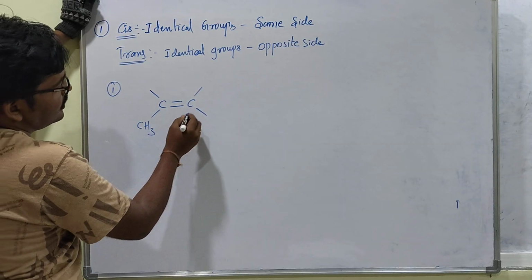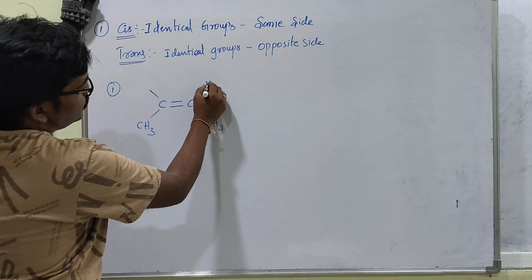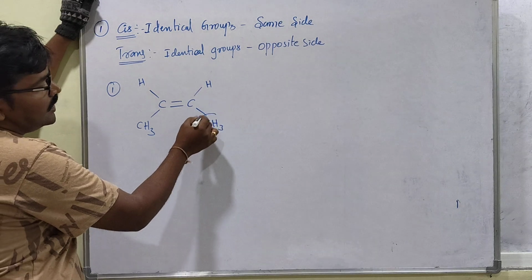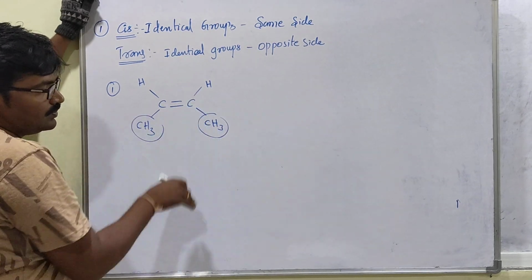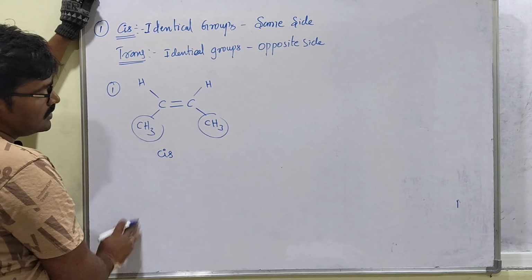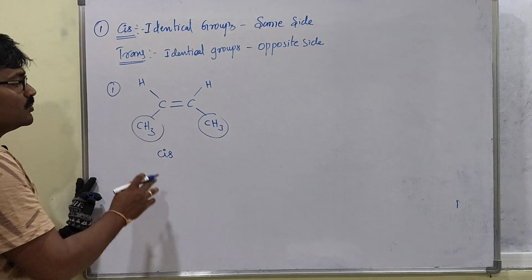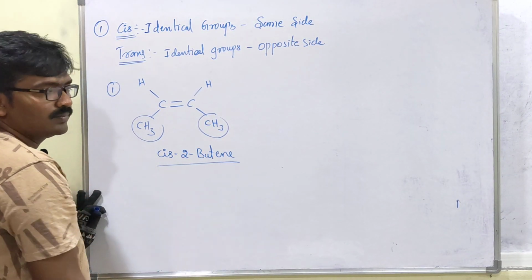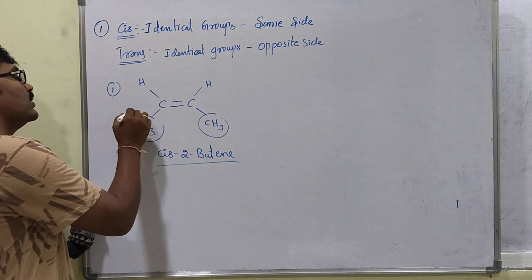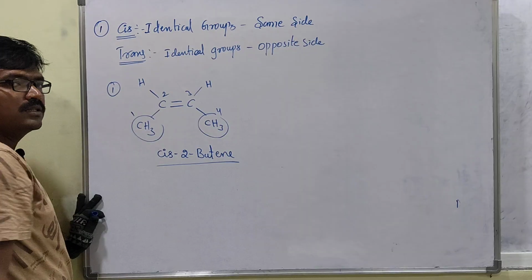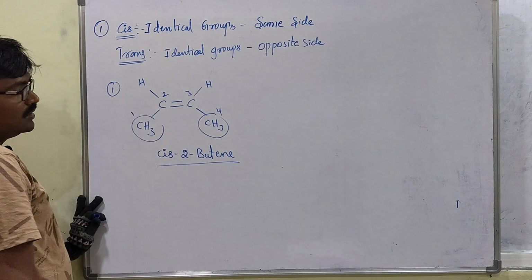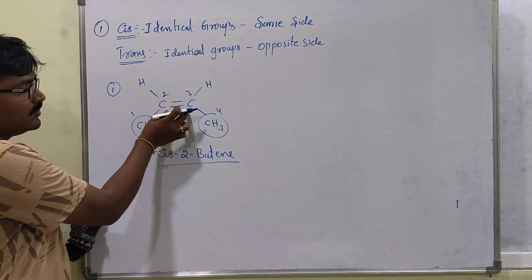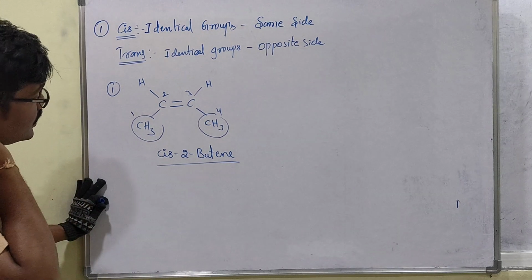Then CH3, then CH3, then H, like this. Identical groups attached to the same side of the double bond or not? Yes, same side of the double bond. Then we call it a cis isomer. Cis isomer, cis-2-butene we call. Sir, why 2-butene? Carbon number 1, 2, 3, 4 numbering we have to give like this. At the second place, double bond is there. So this is restricted rotation, wherever it is there, that is cis isomer.